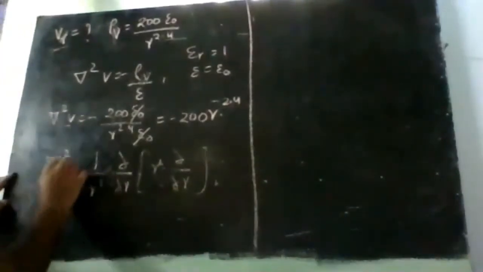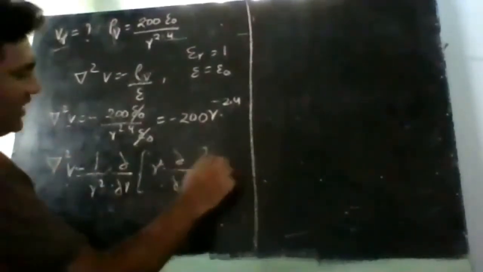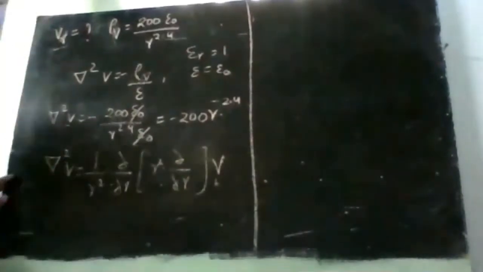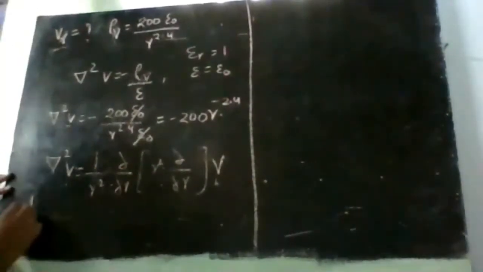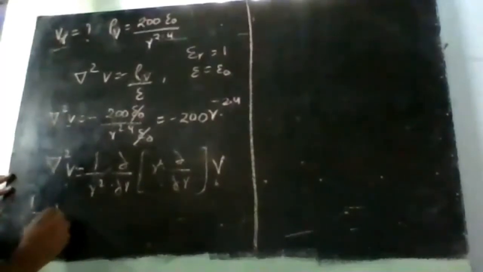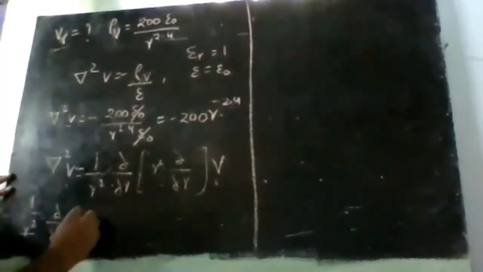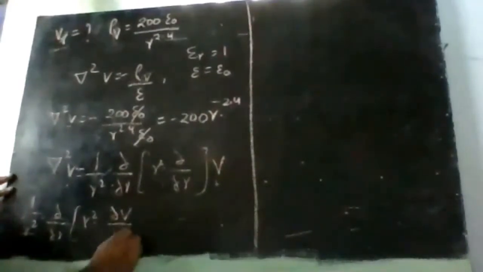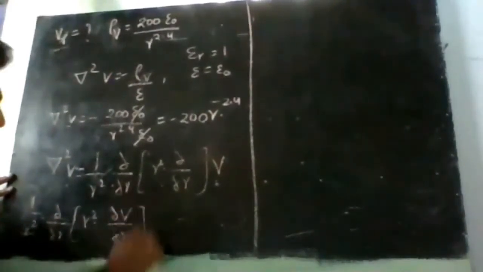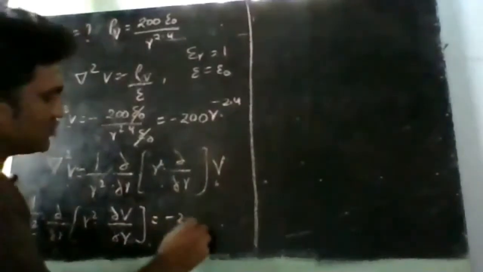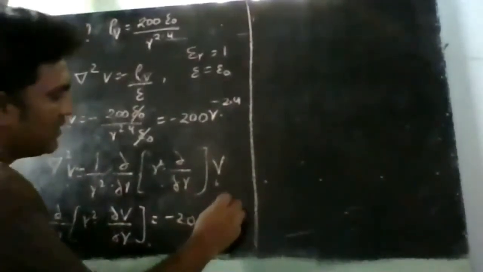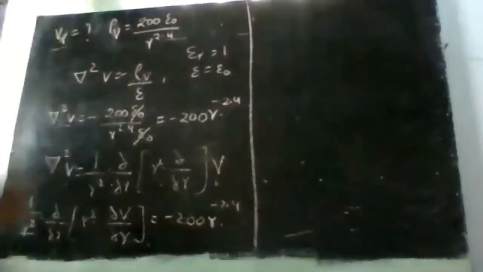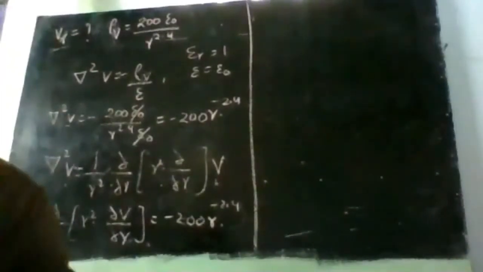Now del square V is equal to, so we have to add V here. Writing that, 1 by r square into dou by dou r of r square into dou V by dou r is equal to minus 200 into r power minus 2.4. Correct. So this is what we get.